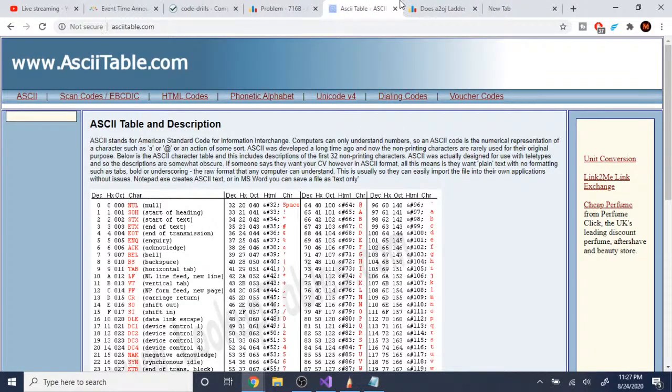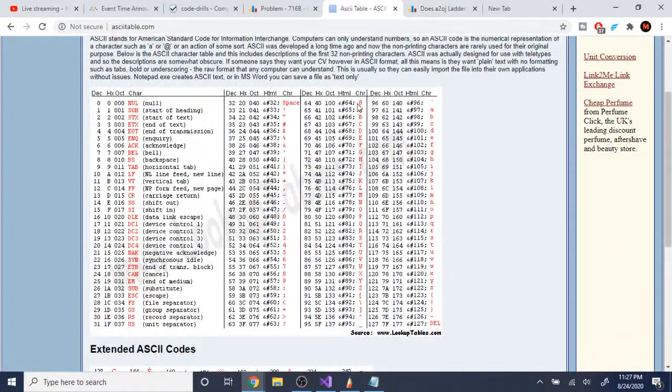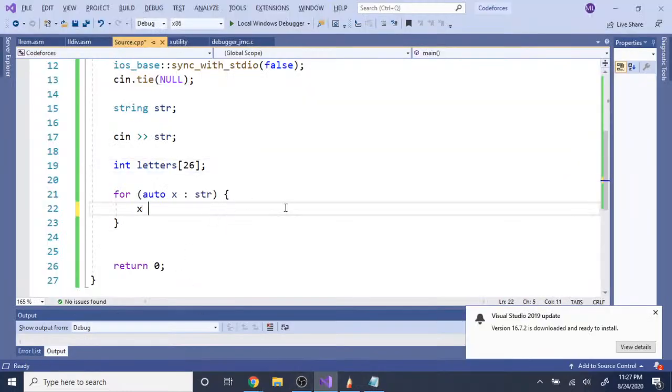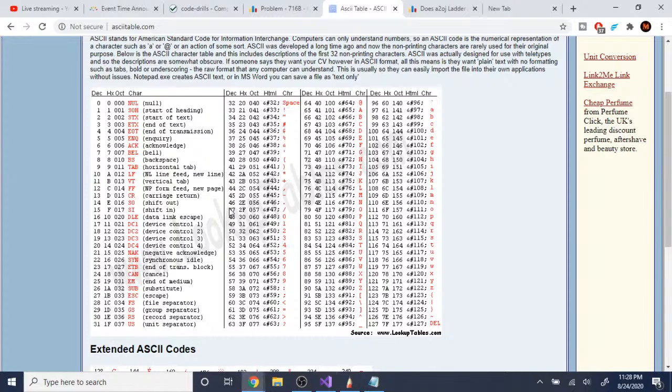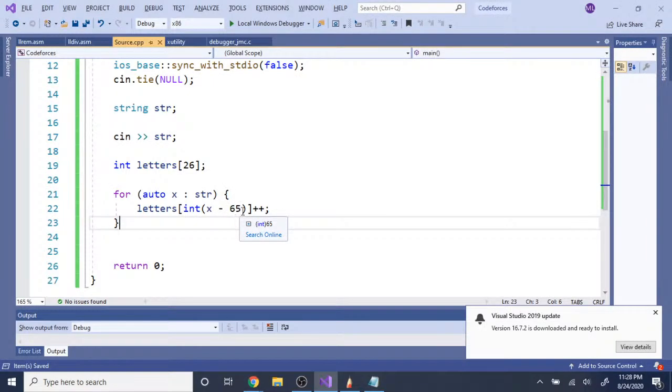Let's look at the ASCII. So if I want to get 0 to represent A, I have to take the uppercase letter minus 65 and then store that as the occurrence. So I would do x minus 65, cast it into an integer, and then set letters at this plus plus. So that will do. I think that would work. Or I could do minus 'A'. That would work also.